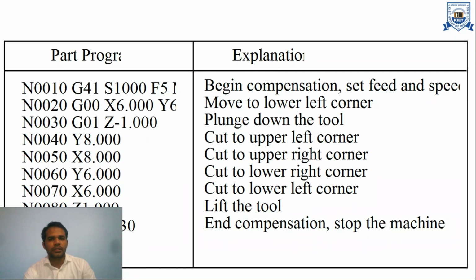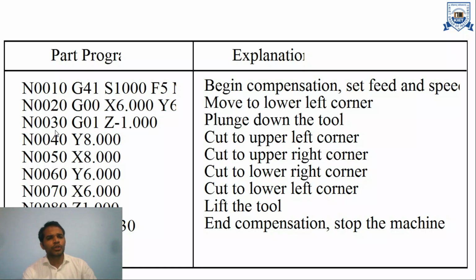Starting with, you can say this is your part program and this is your explanation. Whenever you write any part program, you have to explain every part, every serial number. Like this is N0010, the first serial number. Different codes are used, and this is the explanation of different codes like G41, S1000, F5. G41 means cutter compensation is provided, and spindle speed and feed are provided.